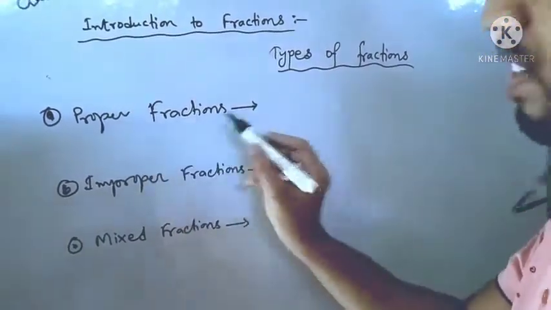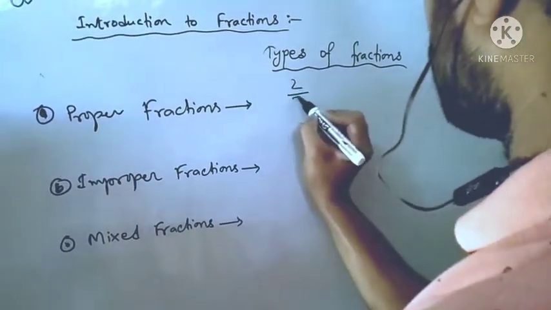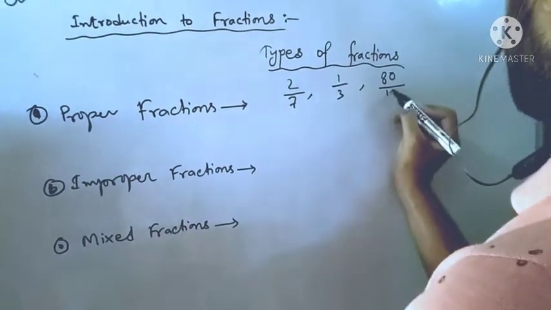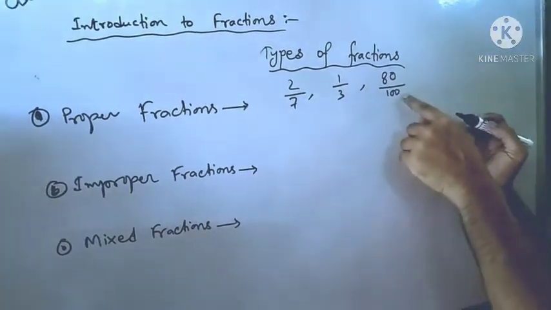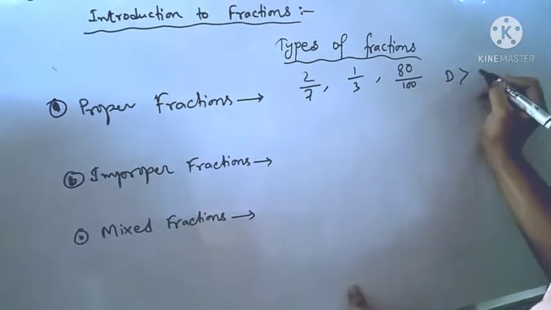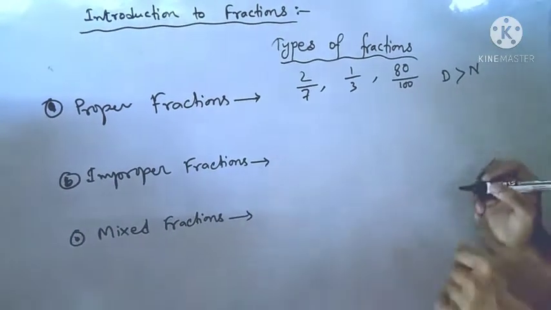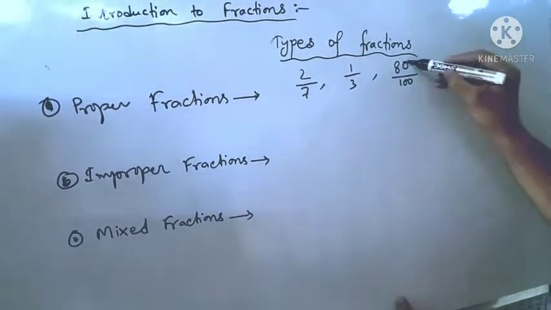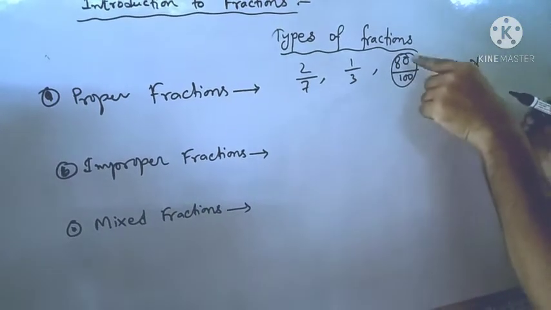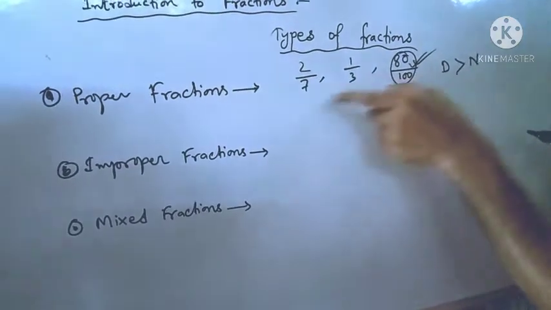So first, proper fractions. What are proper fractions? Proper fractions are like 2 by 7, 1 by 3, 80 by 100. That is, the denominator is greater than the numerator. The denominator must be greater than the numerator. In an exam, if you got 80 out of 100, then the teacher will give 100 as the denominator and 80 as the numerator. That is the proper way, so you can say proper fraction.